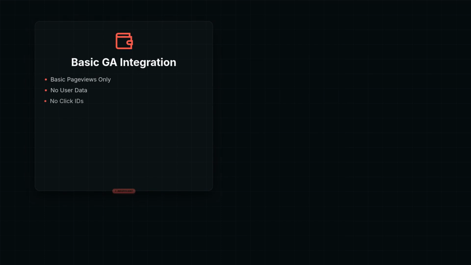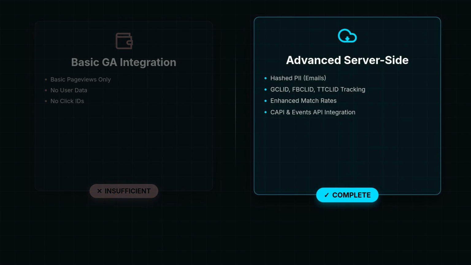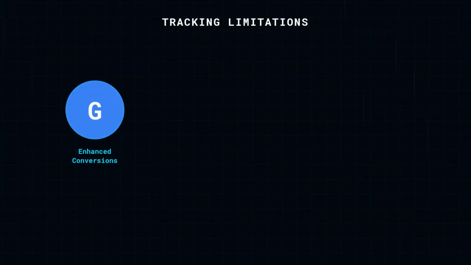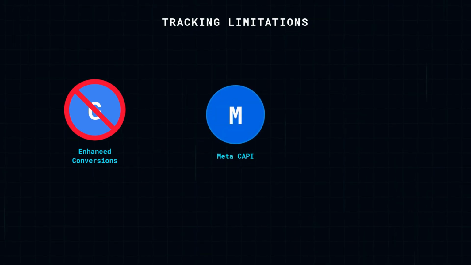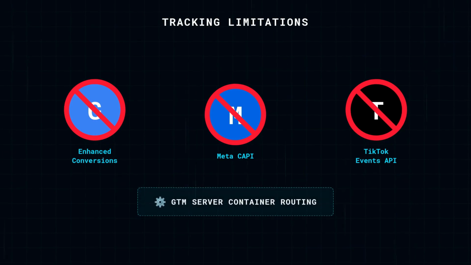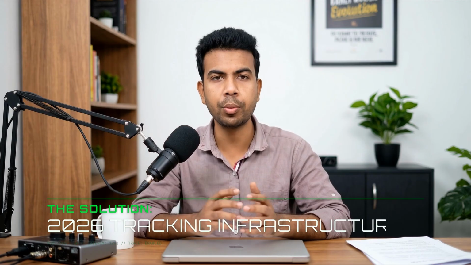On top of that, even if you manually configure JotForm's built-in Google Analytics integration, it only sends basic page view data. It does not support enhanced conversions, it does not fire Meta CAPI or TikTok Events API, and it cannot route through your GTM server container. This setup solves all of that for both embedded and standalone forms.